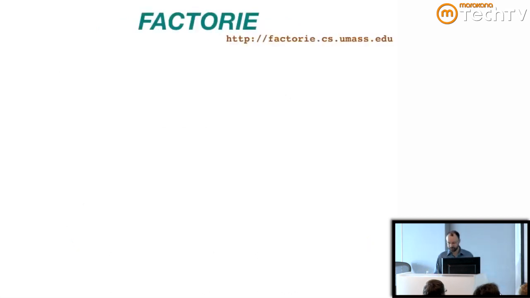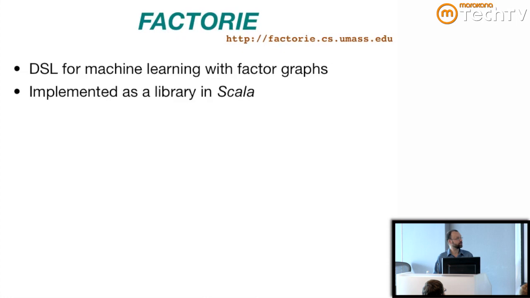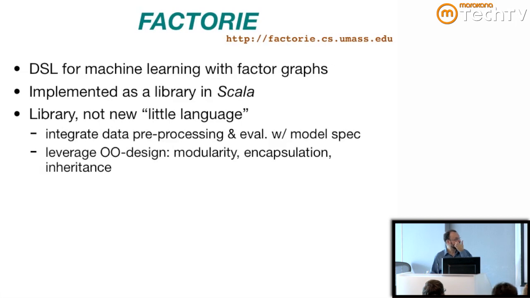So our system is called FACTORIE. It's a DSL for machine learning with factor graphs, and it's implemented as a library in Scala. Programs in FACTORIE are Scala programs. It's worked out very nicely for us that it's a library and not a new little language of our own creation, because we can now leverage all of Scala's great facility for just doing our data pre-processing and debugging, just printing out diagnostics in the middle of our model definition, and leveraging Scala's very nice type system and OO design capabilities has made it very nice to build subclassable variables and factors and objects here.